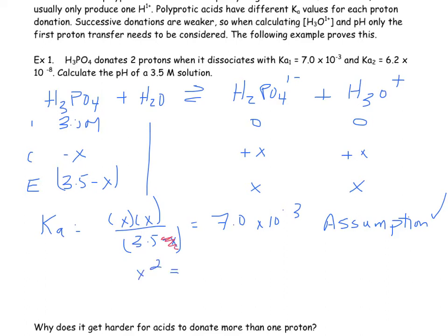The top simplifies to X squared, and if I take 3.5 and multiply it by 7 times 10 to the minus 3, I get 0.0245. If I take the square root of this, then X will equal 0.157 moles per liter. That will contribute some of the hydronium that will affect the pH. Now let's look at the second donation. This H2PO4- can donate another H. Let's write an equilibrium showing it.